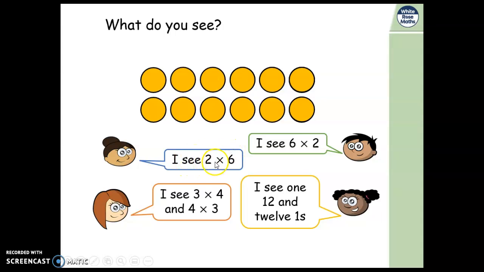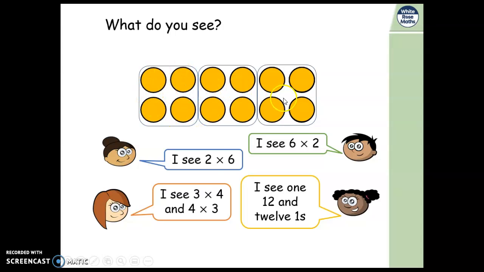So I see 2 times 6, so 2 groups of 6. If we did that, there we go. So this person is correct. Now, because this person's correct, remember with multiplication we can just swap these numbers around. So this one as well is also correct. I see 3 groups of 4.